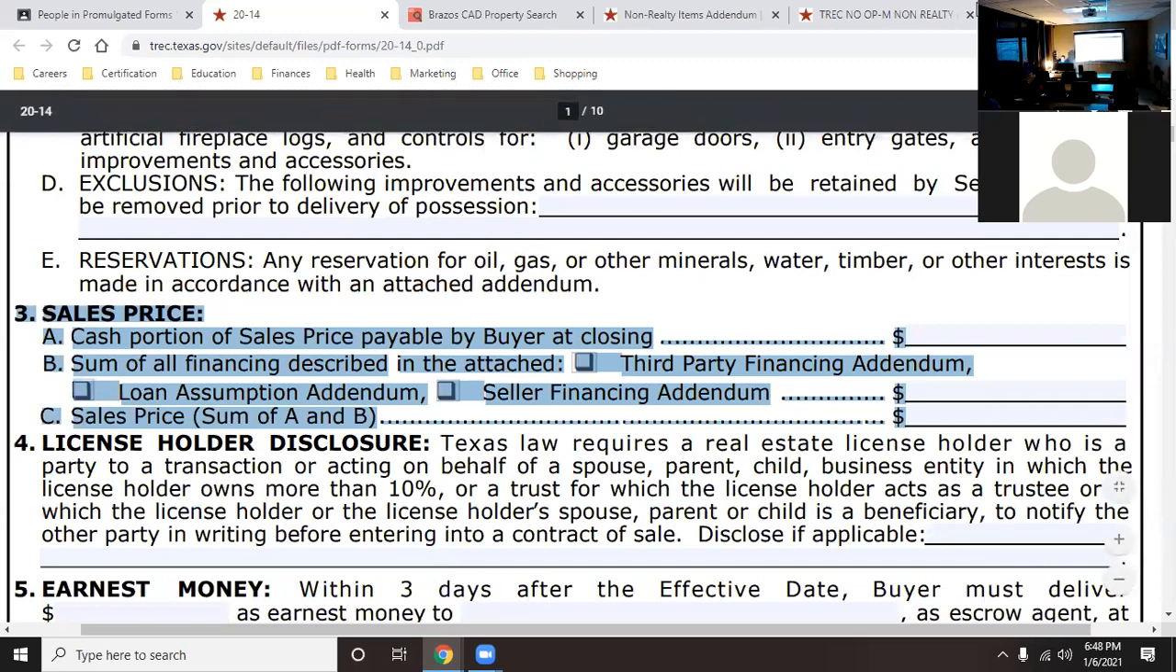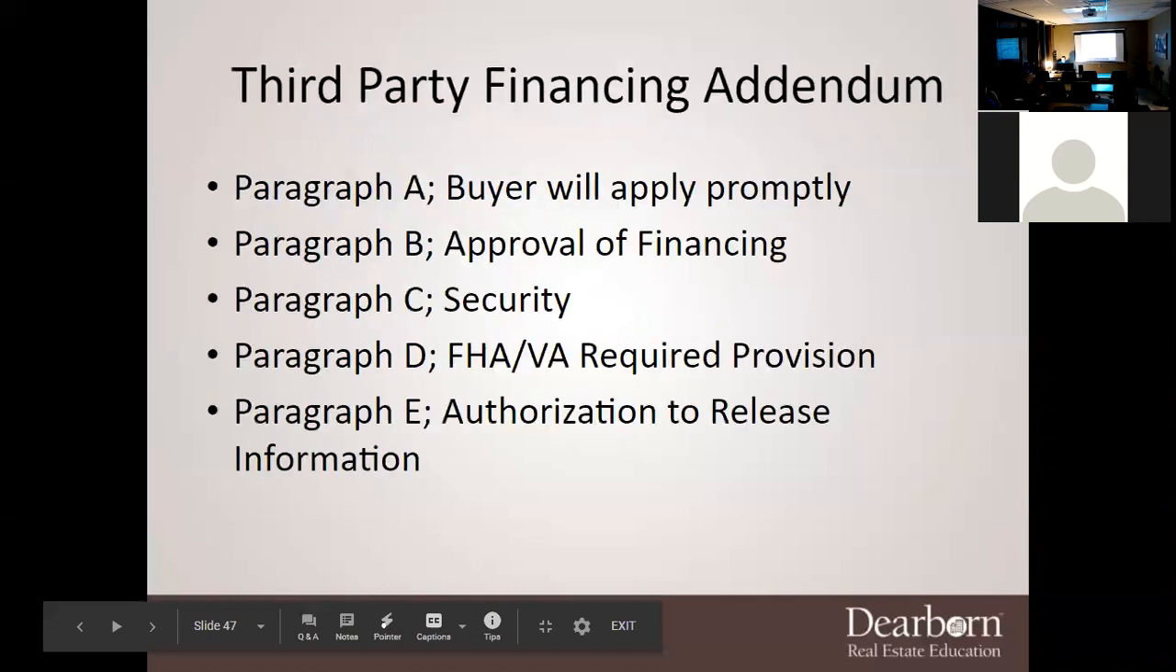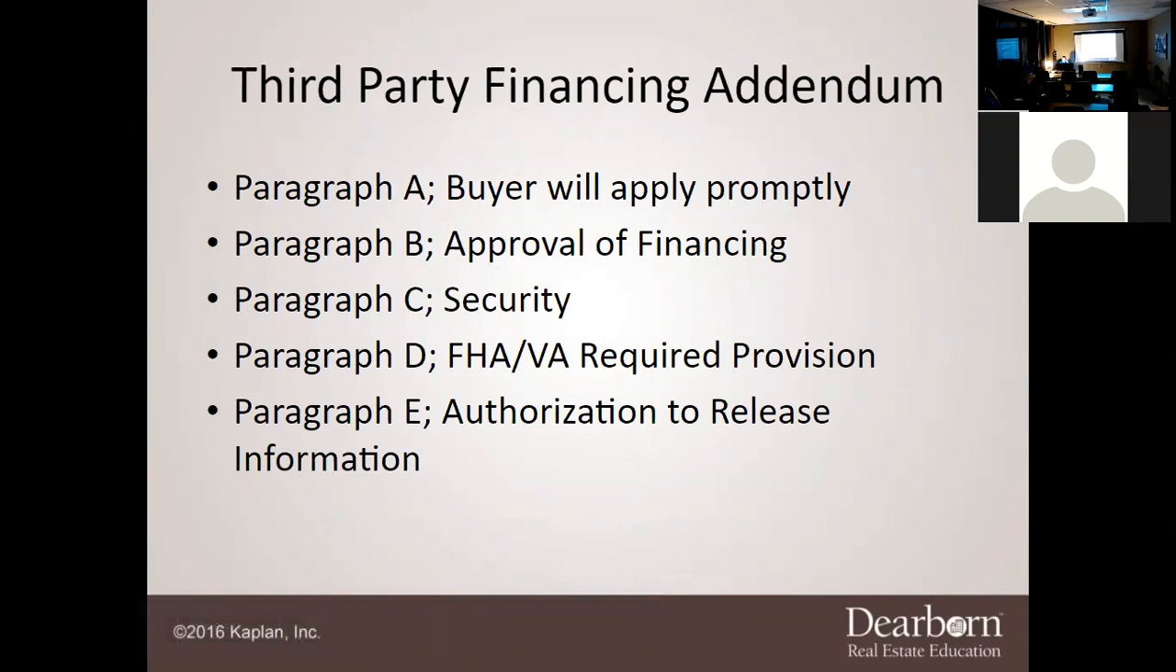Okay, now let's go. Talked about that. Now what we'll see here is the third-party financing addendum. Now you'll notice that paragraph A, and we'll get to that form in a minute, paragraph A, the buyer will apply promptly. That's very important. The buyer is not going to wait. Once a contract is signed, the buyer is supposed to get financing immediately. This is where that time is of the essence comes into play.